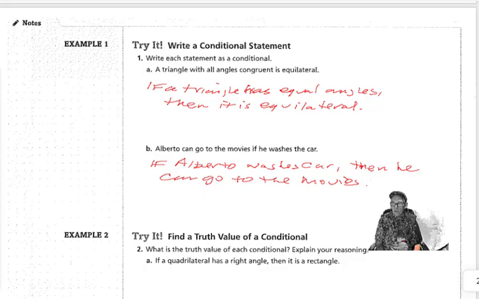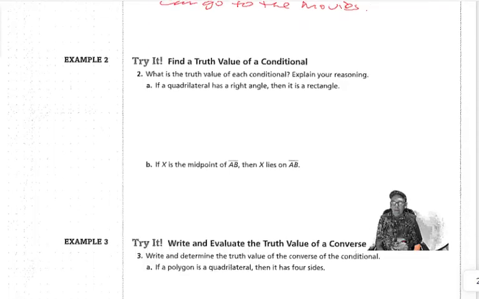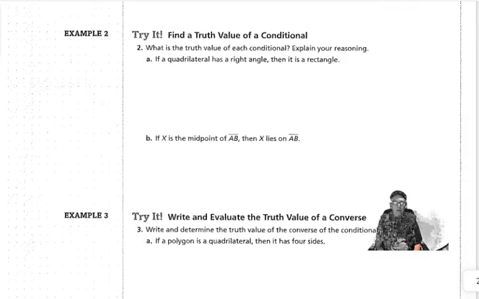What's the truth value of each one? Explain your reasoning. Let's go down. They want to know what the truth value is, which means is it a true statement or a false statement. So let's look. If a quadrilateral has a right angle, then it's a rectangle. So can I think of things that have right angles that are four sides yet aren't rectangles?